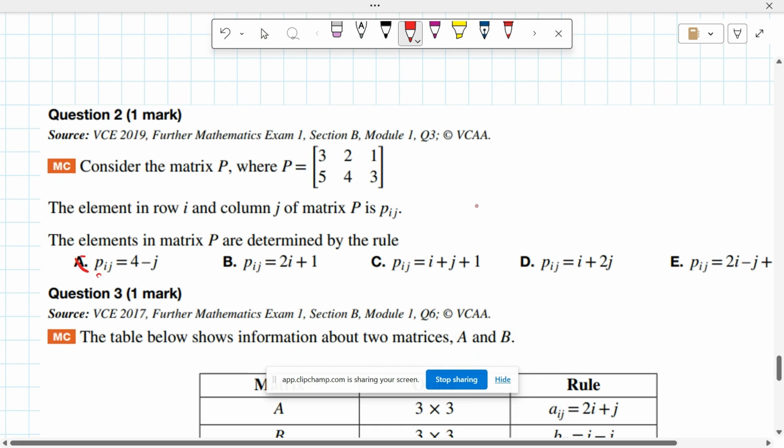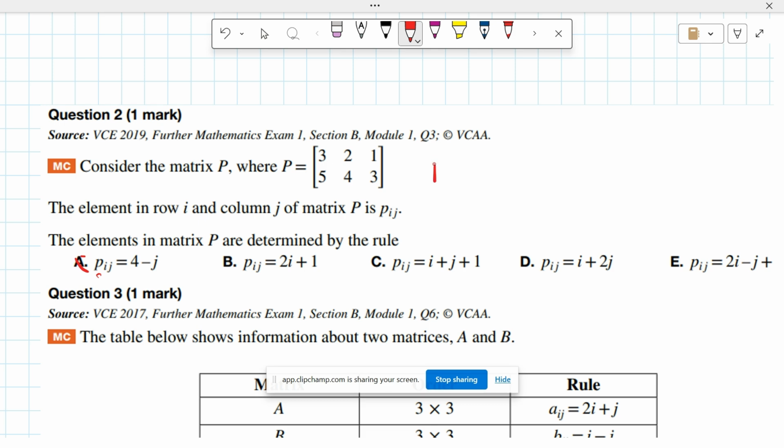So next question. Consider the matrix P, which is a 2 by 3 matrix. What we have to do is determine which rule gives the elements. So let's have a look. If I say P11, that means it equals 3. So 4 minus 1 equals 3, which is correct.